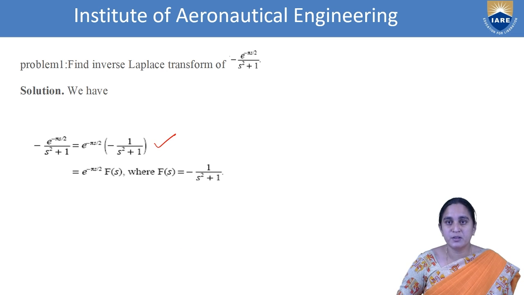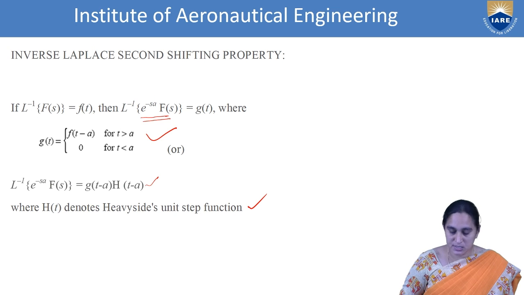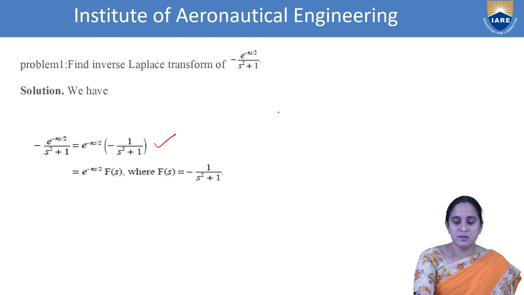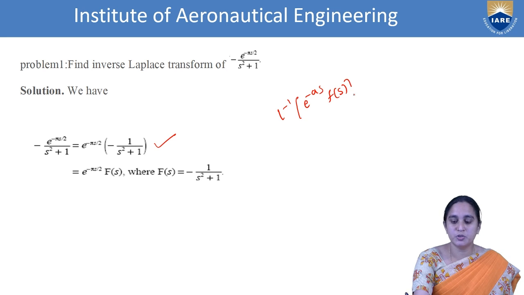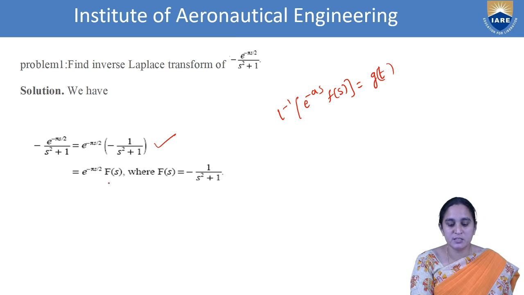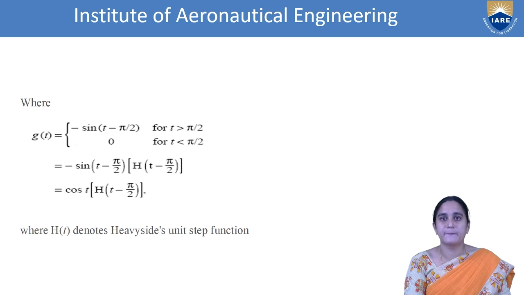Taking the previous slide, Laplace inverse of e power minus as into F of s is equal to g of t. Once you observe, this is in the form of e power minus pi by 2 into F of s. What is F of s here? That is minus 1 by s square plus 1. What is F of s? Minus 1 by s square plus 1.